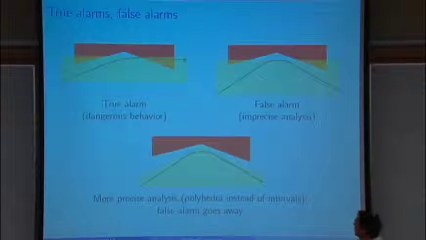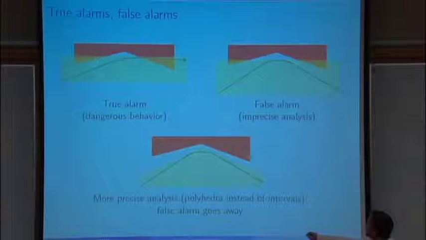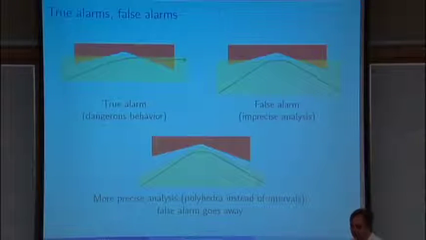Of course, now we can have true alarms or false alarms. So this is a true alarm. The real behavior really runs into the red zone, and this is caught by the analysis. And this is a false alarm. Actually, the program gets close to the red zone but doesn't hit it. However, because our analysis is imprecise, for instance, it uses rectangles, okay, then we have an intersection with the red zone. So that's a false alarm.